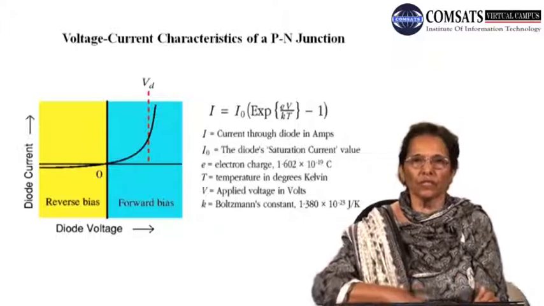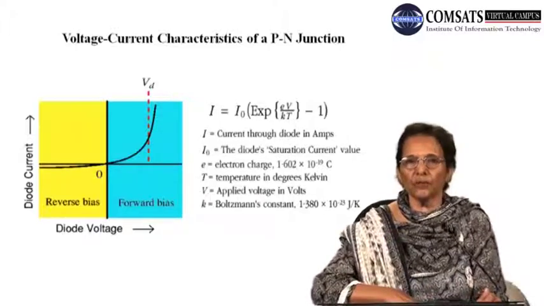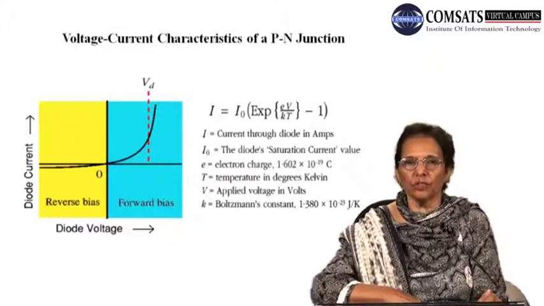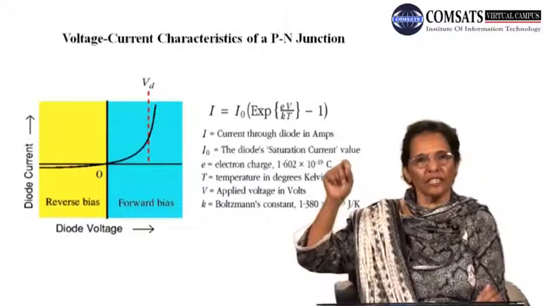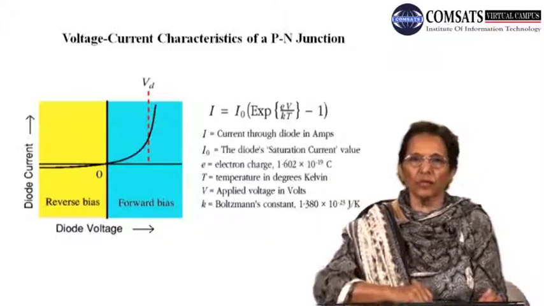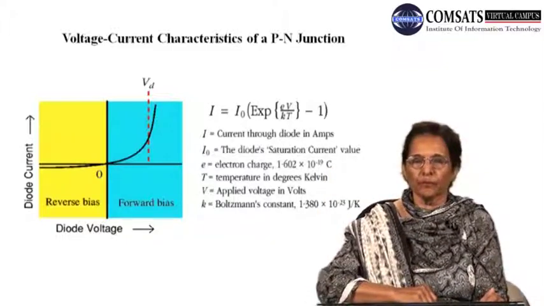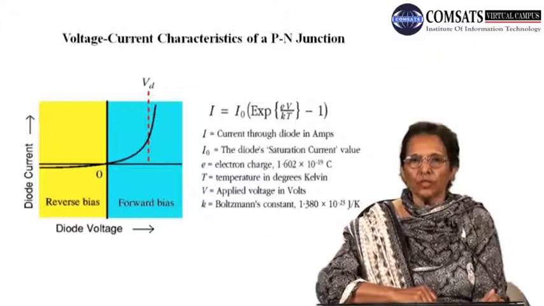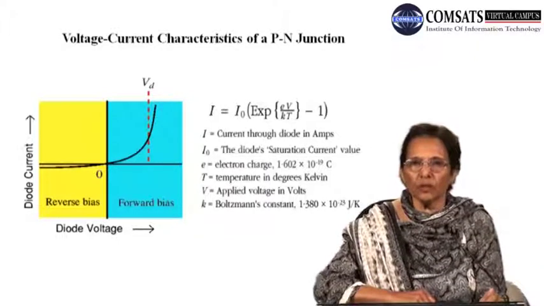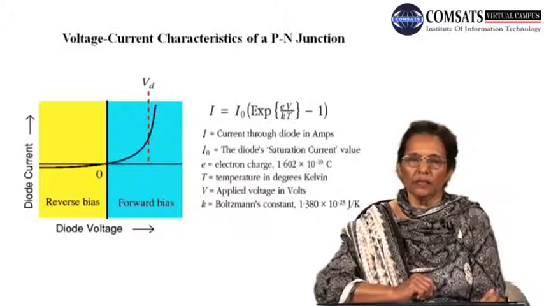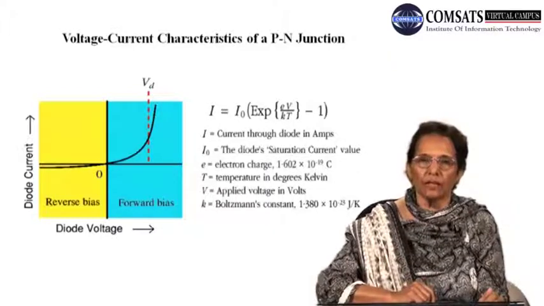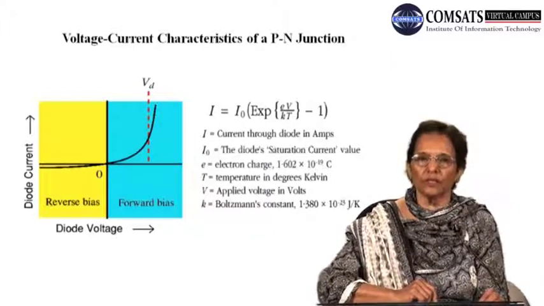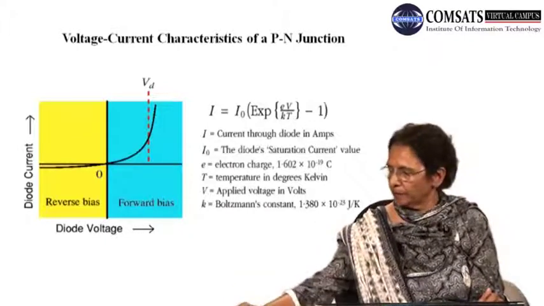So you notice that in the forward bias junction, when applied voltage is positive, a positive terminal is connected to the P side, the current increases exponentially because of this exponential factor within the bracket. In the reverse mode, this exponential factor would almost be negligible, and hence the current I reduces to minus I naught, and that's the quantitative description of the reverse saturation current.